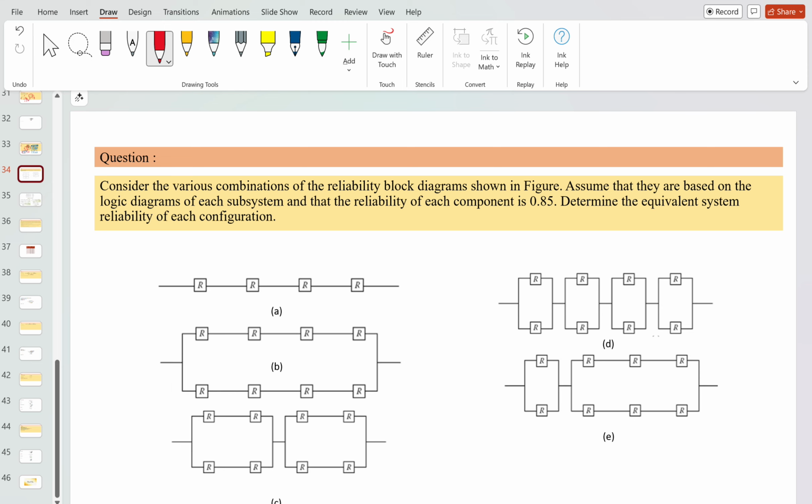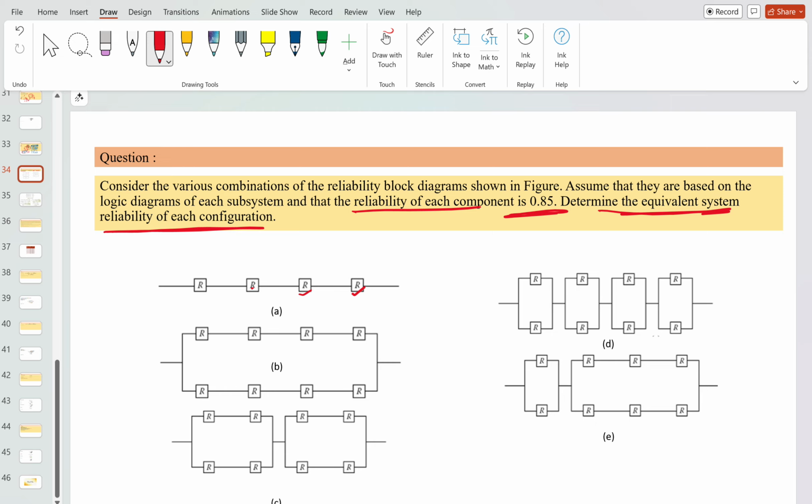Okay. Suppose this is the one. There are various configurations here. Here it is given the reliability of each component: the first component, second, third, fourth. All the reliabilities are 0.85. So you have to find out the equivalent reliability of each configuration.